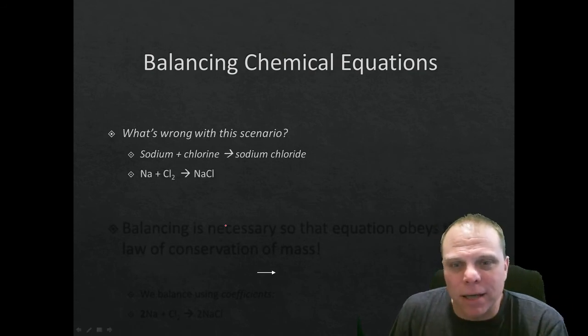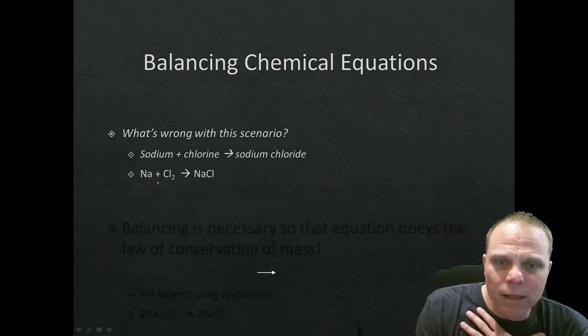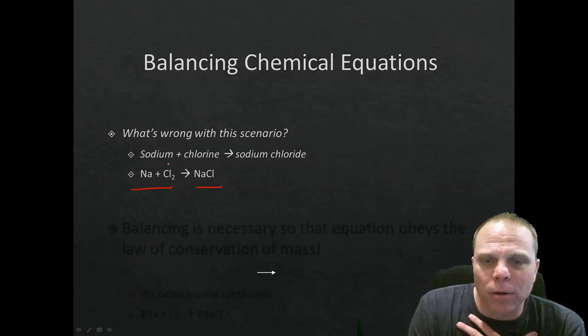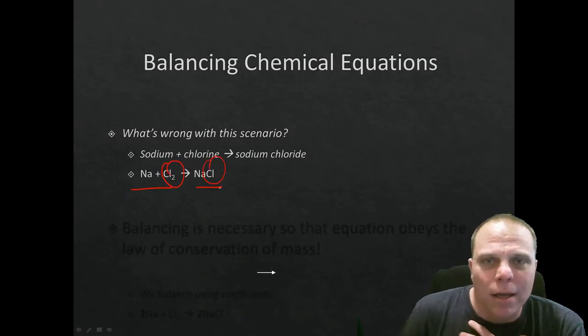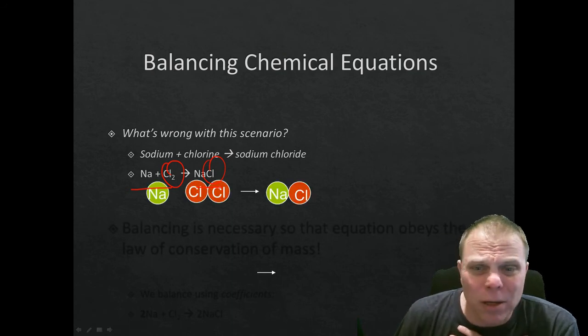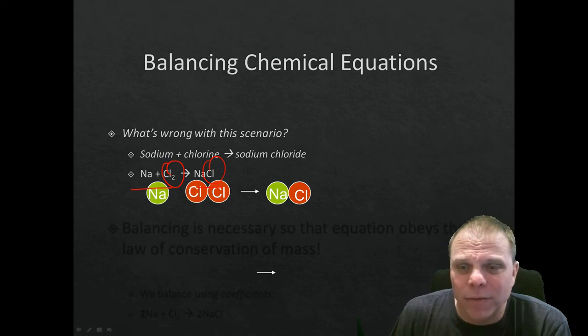So if I look at this scenario, I've got sodium plus chlorine gives me sodium chloride. And I look here, I've got a problem with the scenario. Why? Because my chlorine is not following the law of conservation of mass. I've got 2 chlorines on one side and only 1 chlorine on the other side. And that's not okay, because it's got to follow the law of conservation of mass.